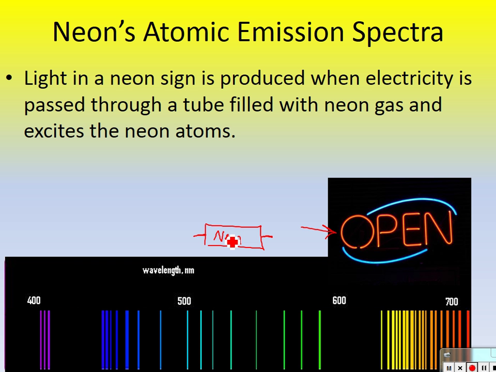When the neon atoms are given energy through electricity, it moves the electrons to higher energy levels, right? Is that what gives off light? Sure is. No, it's when they come back down. Yeah, it's when they come back down that the light is given off.